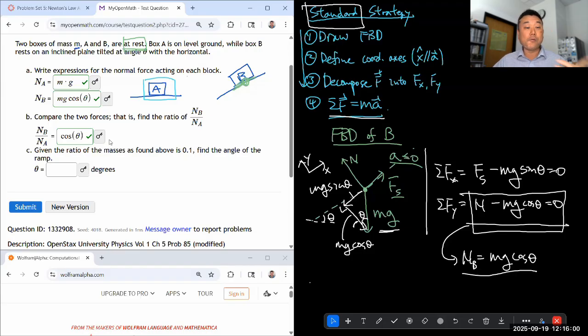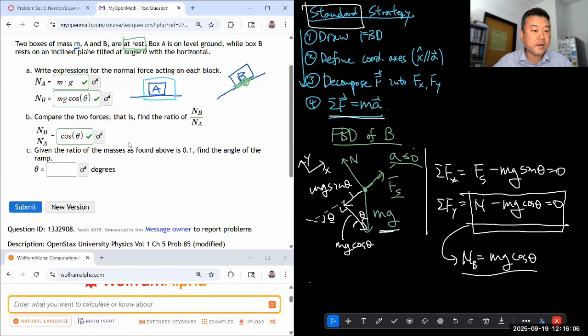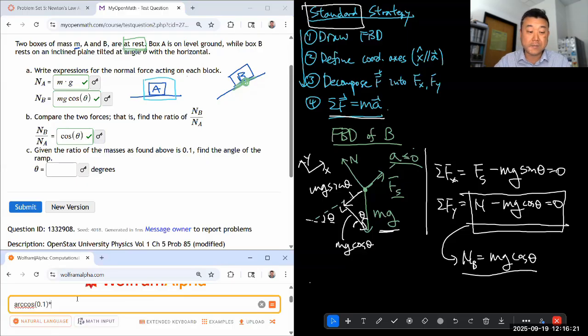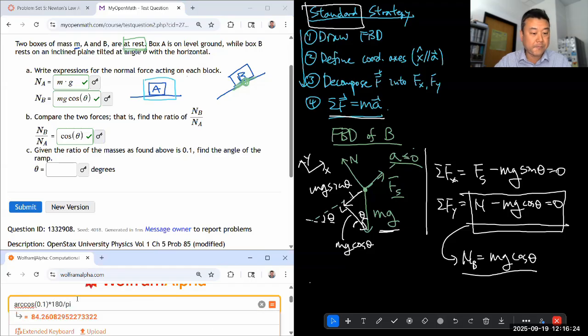So given the ratio of the normal forces being 0.1, okay, here's where I do need a calculator. So it's saying basically cosine of the angle is 0.1. So I need to do arc cosine of 0.1, and I want that in degrees. Now, if you don't want to press enter, you could do kind of an on-the-spot conversion here by multiplying by 180 degrees divided by pi. 84 point, is that right? That feels wrong. Yeah, I guess that is right.